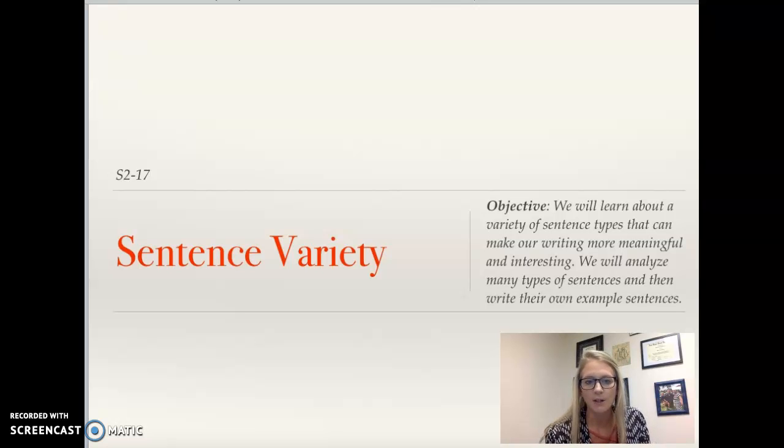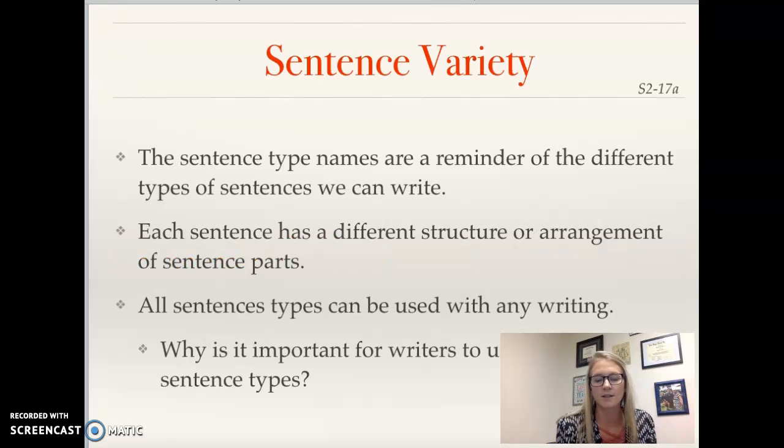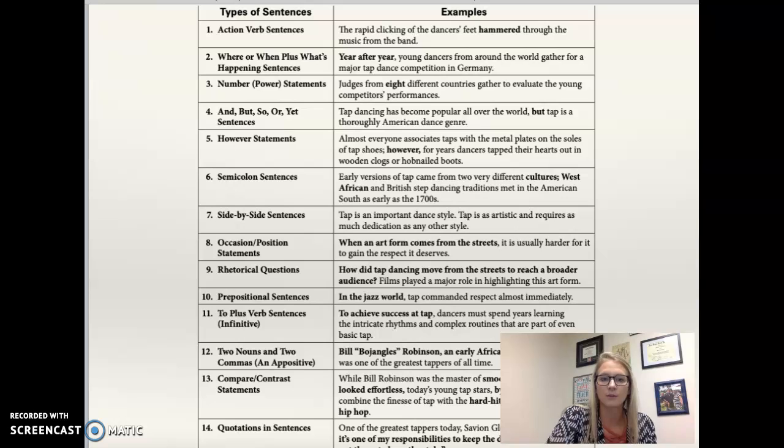But for today, we're going to be learning about the variety of sentence types, and then we're also going to be writing our own. The big thing behind sentence variety is you need to remember that there are a wide range of types of sentences that we can write, and by writing them, it allows our writing to be more interesting. So today you're going to read the different types with a group of three. After you've read all of them, I want you to go through and record your own.